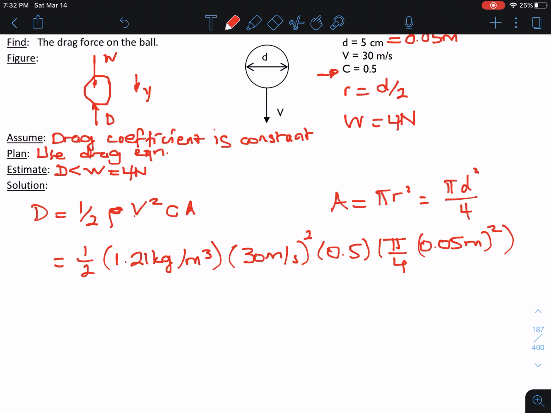Okay, so that's all we have. Let's see what we got. The number wise, we get 0.53. Let's check the units. So we have kilograms on the top, meters cubed at the bottom. There is meters squared because the velocity was squared. Meter squared on the top, second squared on the bottom, and another meter squared on the top.